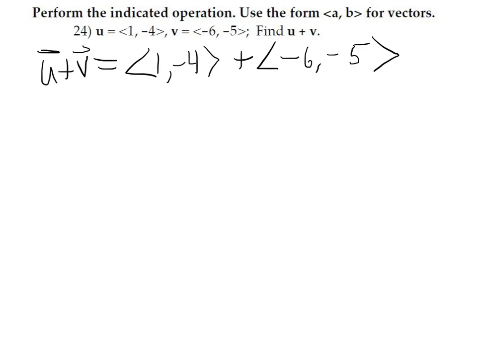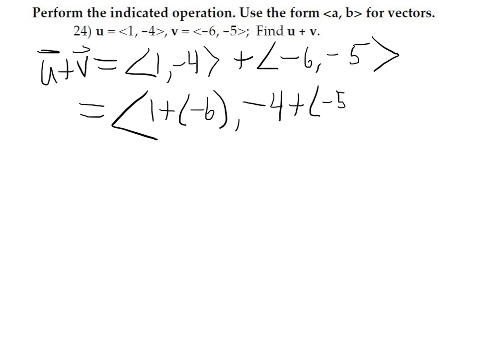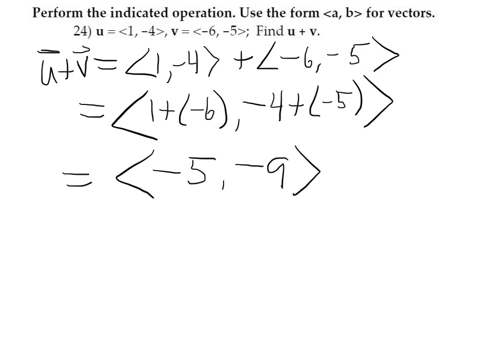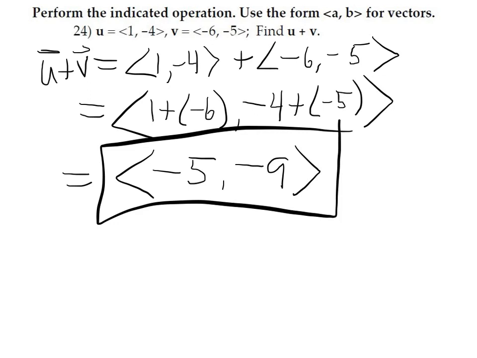When you have component form, like u and v are in, you add up the corresponding components. So you would get the vector, the x component would be 1 plus negative 6 from the v, comma, and negative 4 plus negative 5. So this simplifies to the x component of negative 5 and the y component of negative 9. That's all there is to adding these in component form. Component form is very convenient for algebra with vectors, and that is why it is so popular.